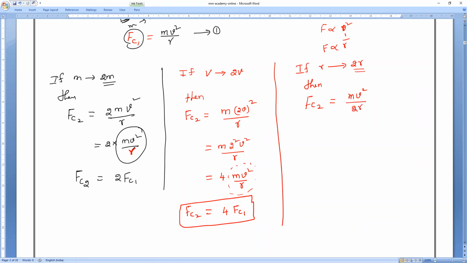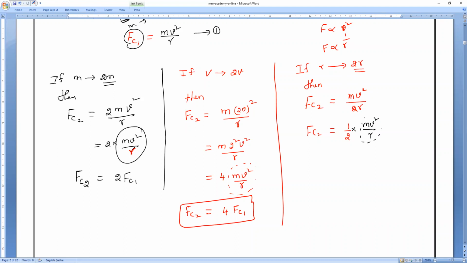r becomes what? 2r. So now the new centripetal force, can I write this as 1/2 separately? Am I right or wrong? All of you please respond. Yes, sir. 1/2 into mv square divided by r.